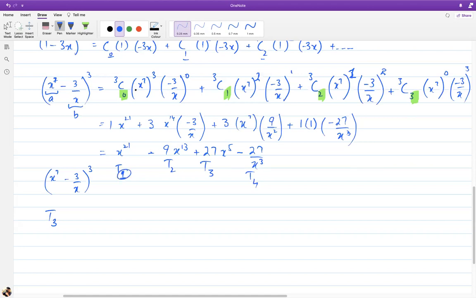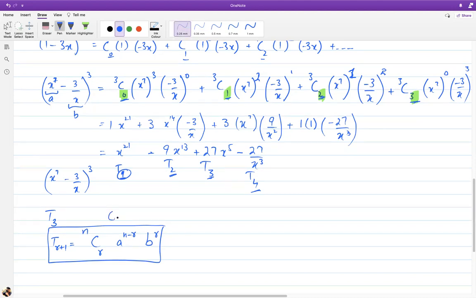When the term number is 1, r is 0. When the term number is 2, it is 1. When the term number is 3, this is 2. And when the term number is 4, this is 3. So basically the term number is always 1 more than r. It is equal to the general formula, which is: you take the power that you want to expand. You want to find the coefficient number r. nCr, a to the power of the difference n minus r, and b to the power r. And that is your general formula. That is also given in the exam sometimes, I think. And this is the general term formula.